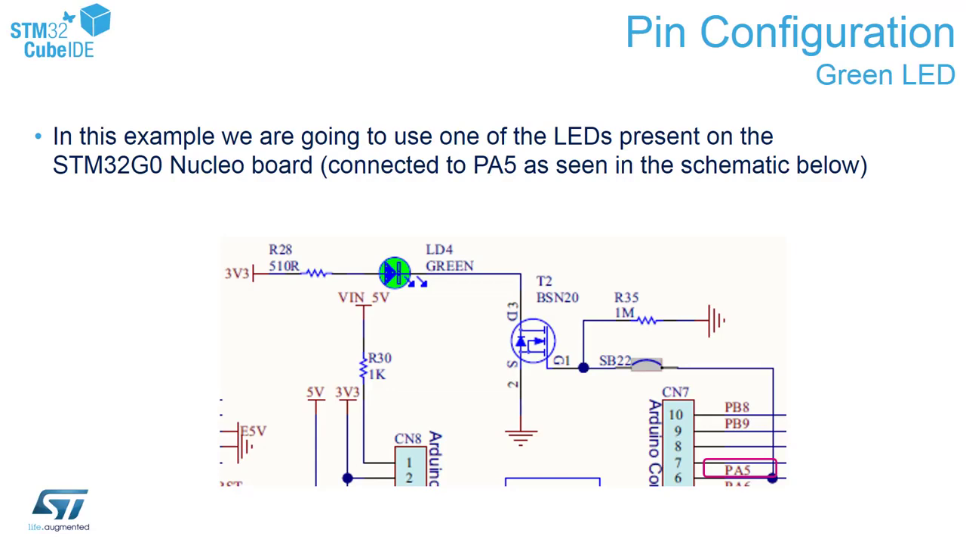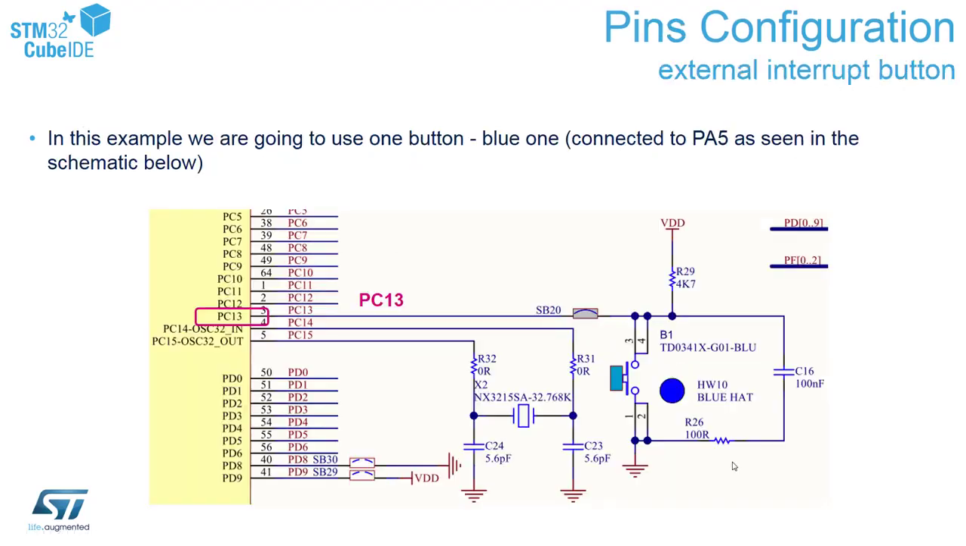We will also use in our exercise the green LED, which is connected to port PA5, and our blue button, which is connected to PC13. As you can see, we should detect the falling edge of the external interrupt. Let's start the STM32CubeIDE project.